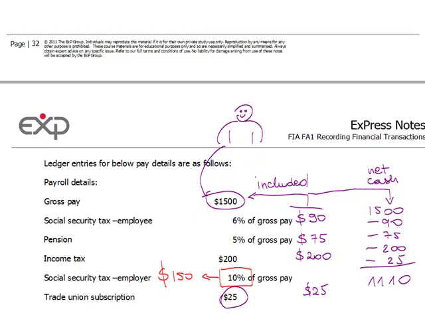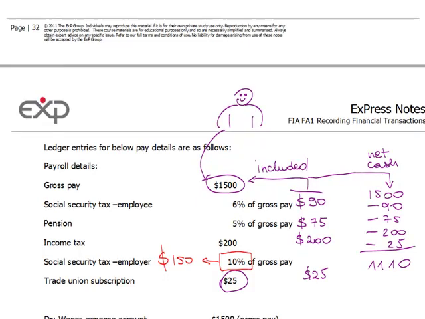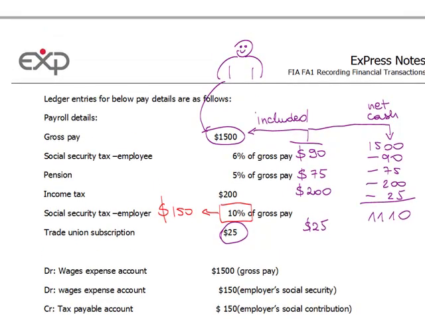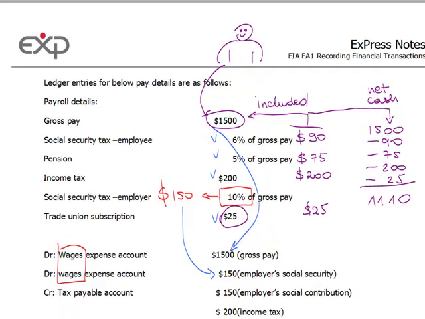Alright, now that we've figured it all out, let's just account for it. Well, first of all, let's look at the total expense. Obviously, the total expense, which will be shown in the wages expense account, is the gross pay, because all these bits are included in that gross pay, and the one thing that is not included in the gross pay, it's the employer's bit of Social Security. Now that's the debit side, that's the expenses.